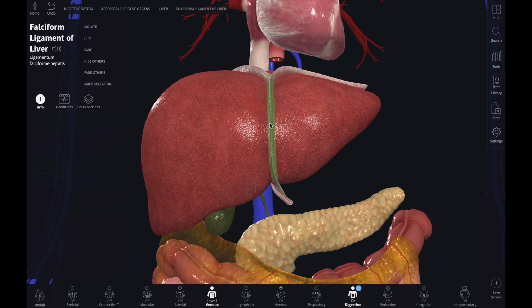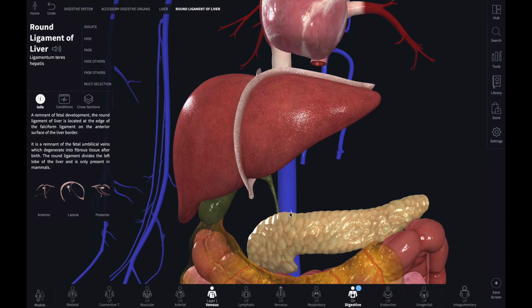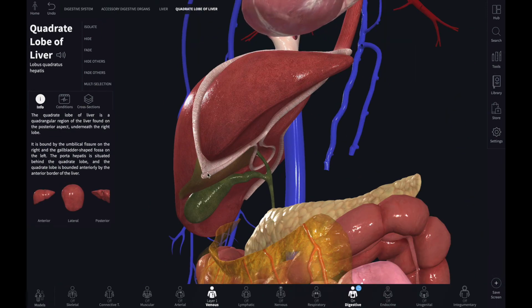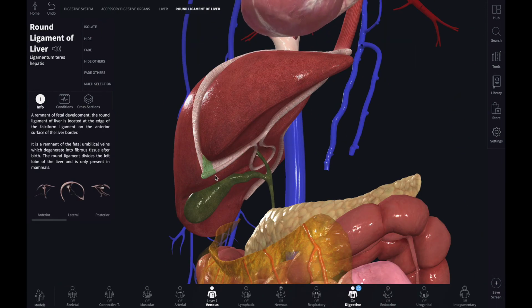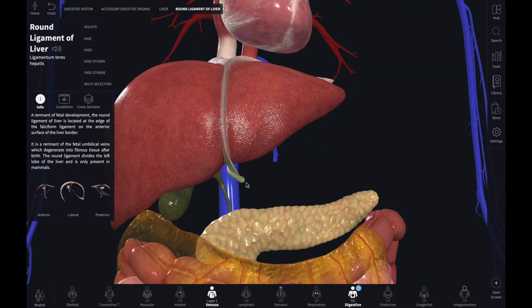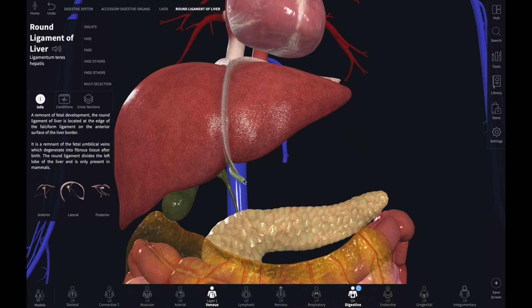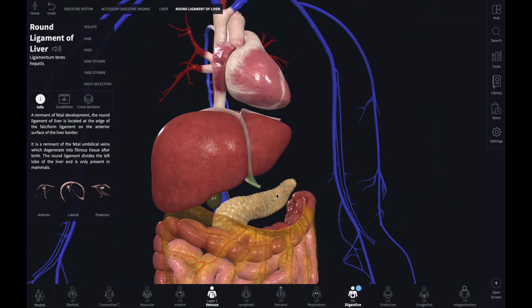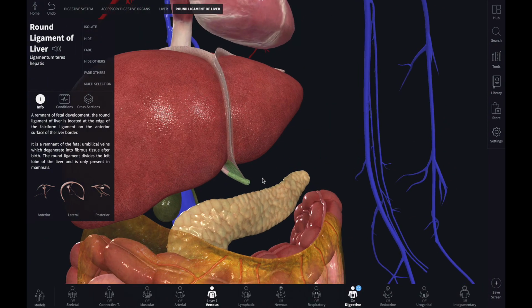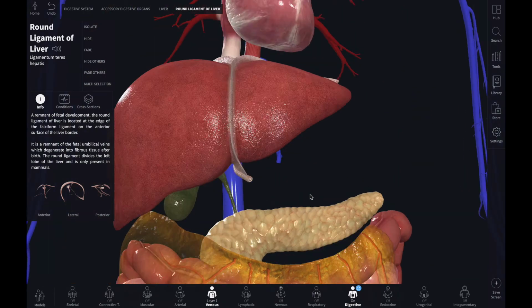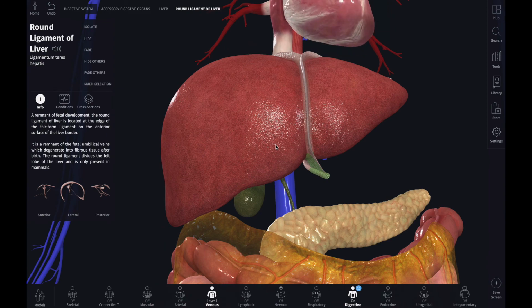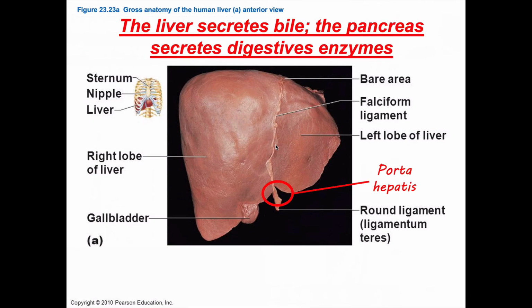This falciform ligament extends as a round ligament. This round ligament is nothing but the remnant of the fetal circulation. The umbilical artery and the umbilical vein come through this and join the inferior vena cava. So this round ligament is nothing but a remnant of the fetal circulation. So these are the 4 lobes of the liver. They also have a lot of microscopic importance.